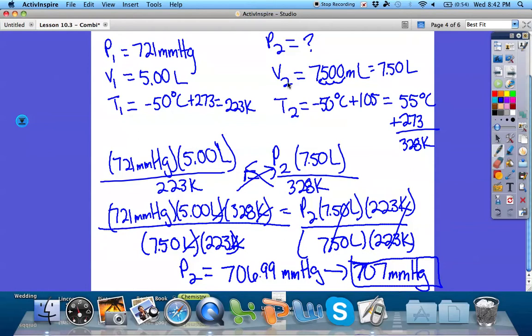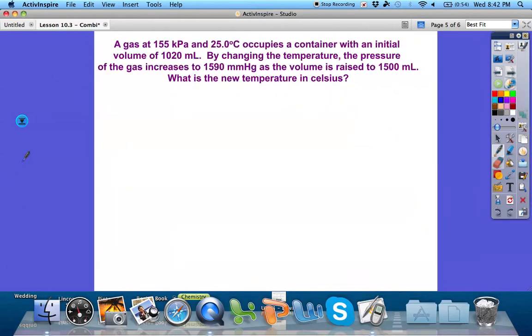And in our last example problem, we have quite a few conversions that we're going to need to do, which will show you why it is kind of important to make that list so you can keep everything straight. So it says a gas at 155 kilopascals and 25 degrees Celsius occupies a container with the initial volume of 1,020 milliliters. By changing the temperature, the pressure of the gas increases to 1,590 millimeters of mercury, and the volume is raised to 1,500 milliliters. What is the new temperature?